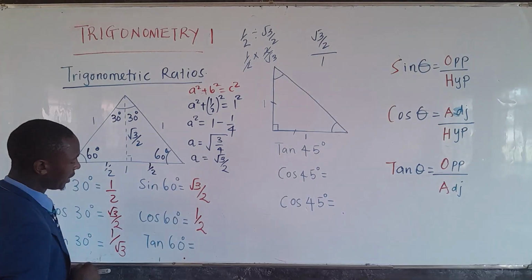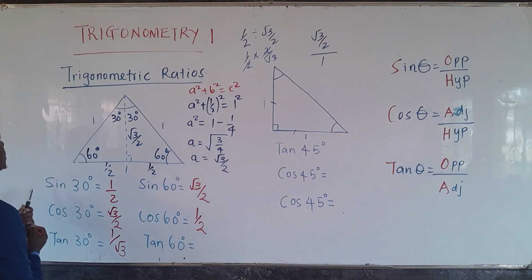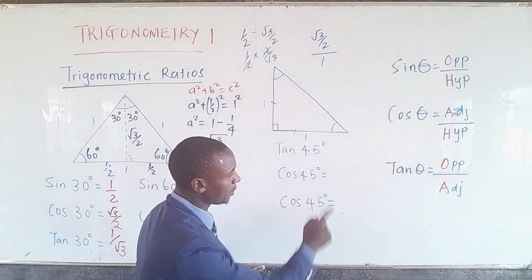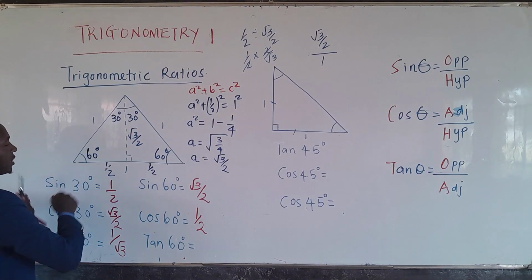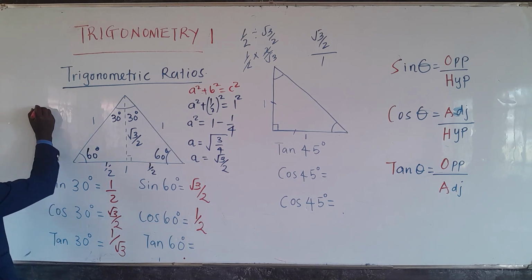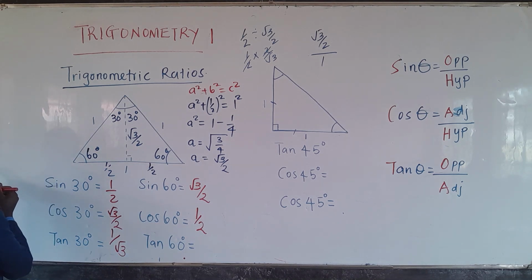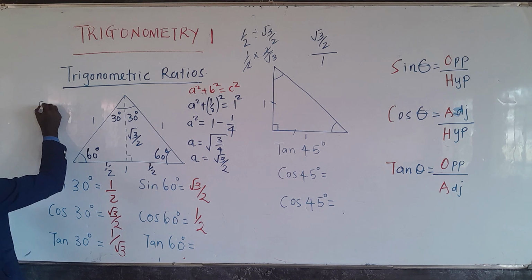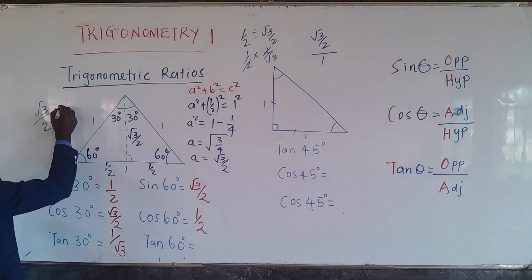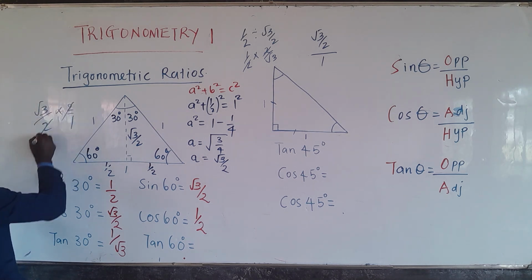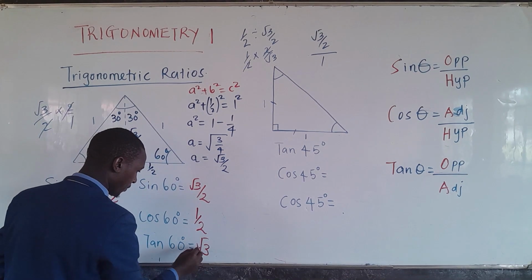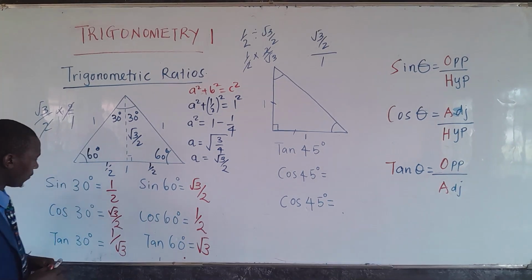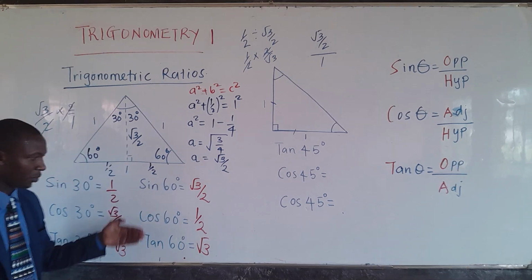Now we can finish with the tan of 60. Remember, tan is opposite divided by the adjacent. Now tan of 60 is going to be opposite divided by the adjacent. That's going to be opposite is root 3 divided by 2 multiplied by 2 over 1. And that is root 3. Exactly root 3. So those are the ratios of the angles of 30 and the angles of 60.